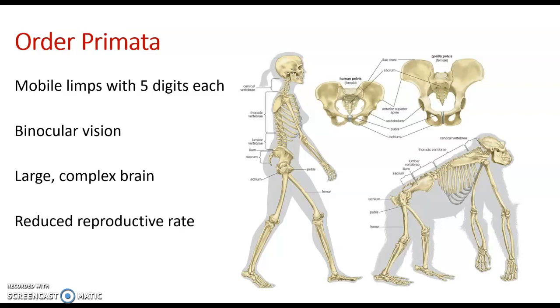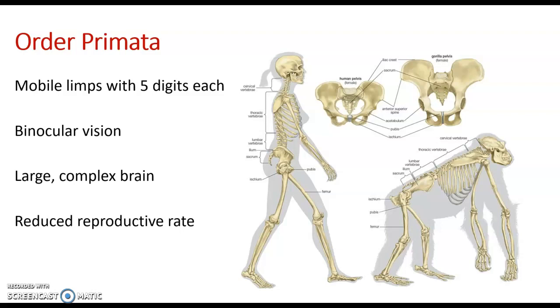Primates also have large and complex brains compared to other members of the animal kingdom. So while all primates are considered to have large and complex brains within the order Primata, there's also a wide range of complexity. So we're obviously going to see humans on the upper end of that complexity scale.